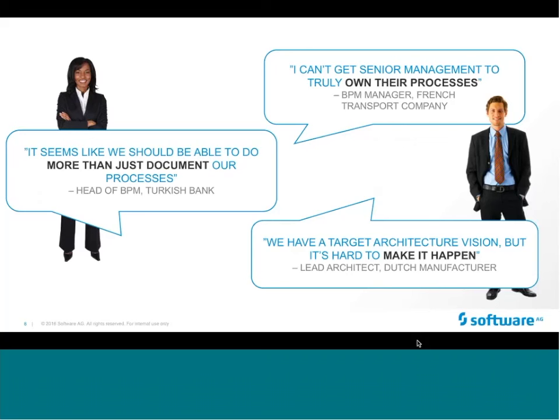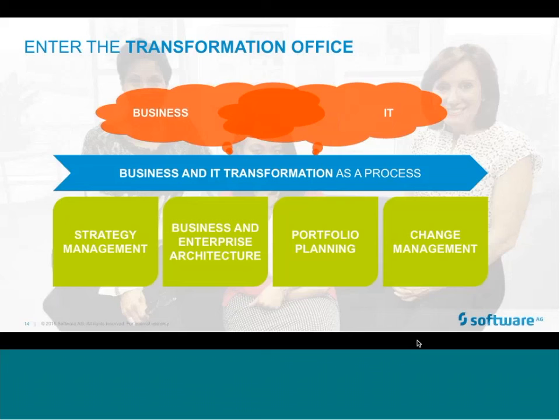So what does it mean to run transformation as a process? It means that many of the things that we do within programs and projects will now need to be done at an enterprise level. So business and IT, first of all, need to collaborate. This is not an IT process or a business process. This is a collaborative process. Secondly, we'll need to include many of the different capabilities and processes that we tend to run separately nowadays in our companies, like strategy management, business and enterprise architecture, portfolio planning, change management. What you will see is that increasingly PMO functions within programs will be moved into this transformation office.